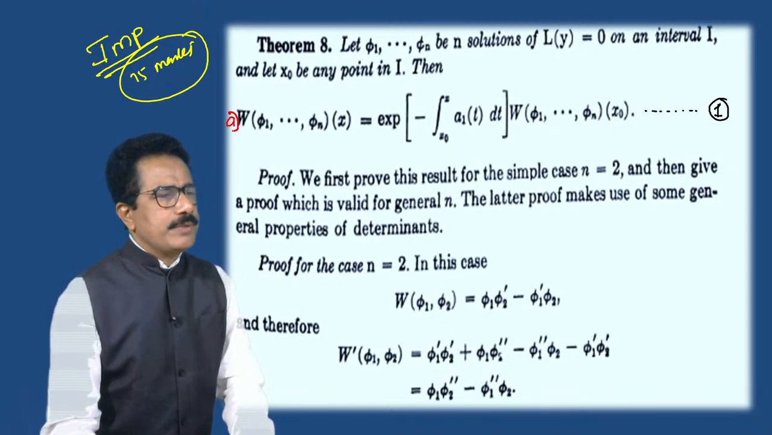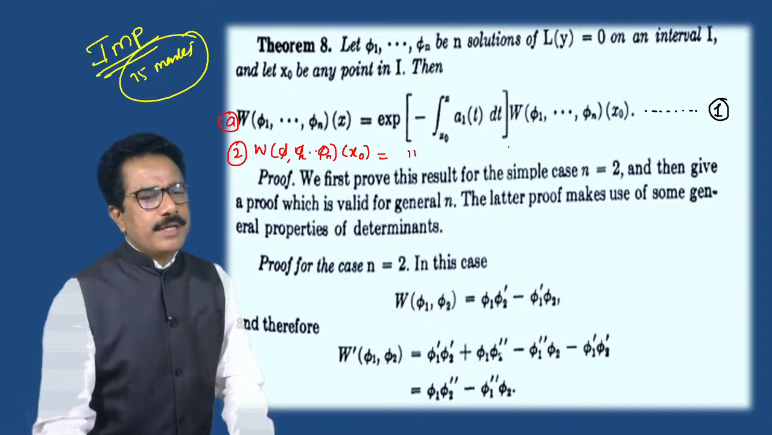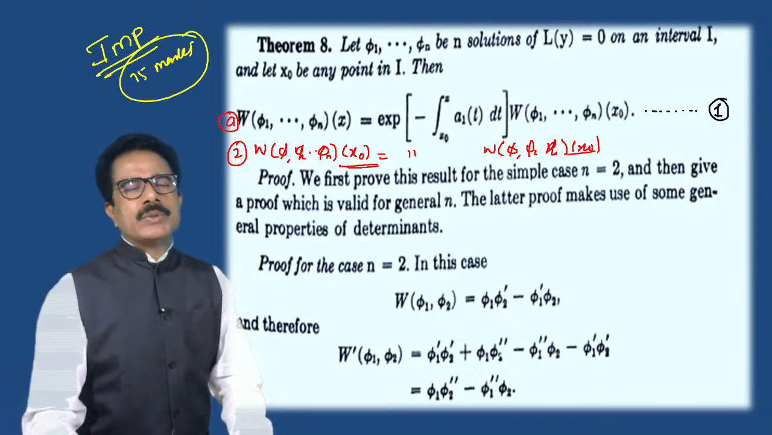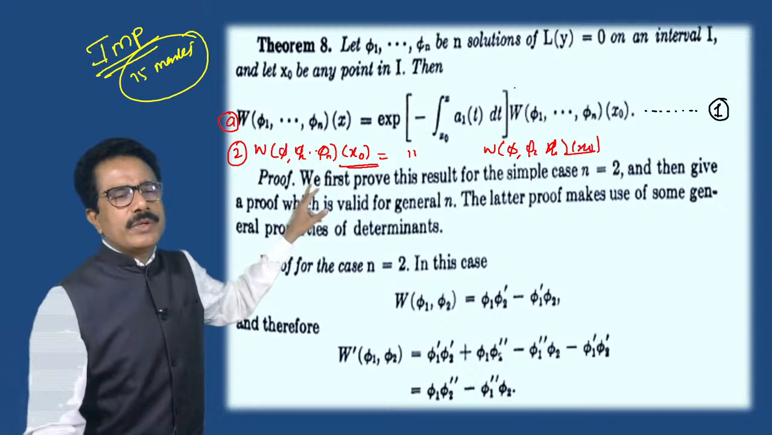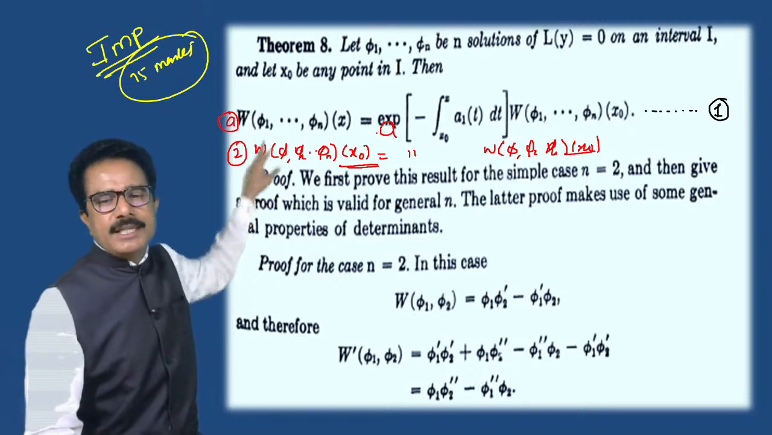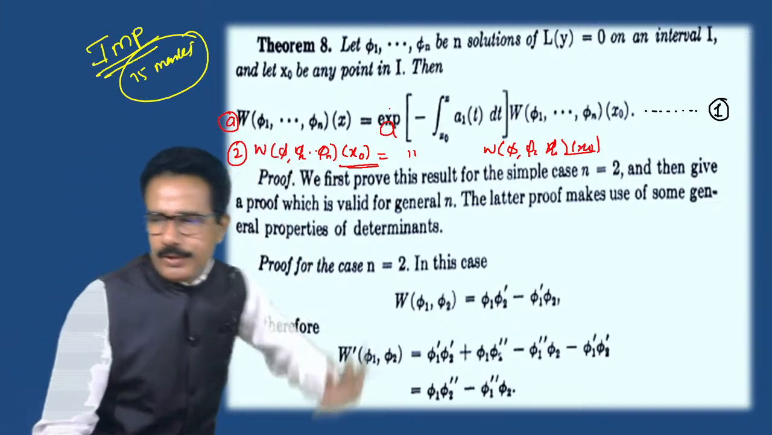Suppose this is the first option A, and suppose this is the second option: the Wronskian of phi 1, phi 2, dot dot dot, phi n of x naught is equal to the Wronskian of phi 1, phi 2, dot dot dot, phi n of x naught. For x naught, x1, x2, whatever it may be, you have to be given this condition e raised to x. You can change this condition, these are the different options. We have to express this option in the different ways.